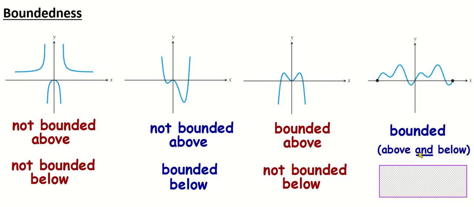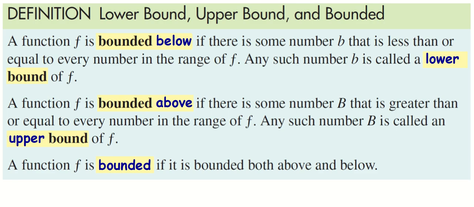And if it's bounded above and below, like this one, this is about as high as it goes, and this is about as low as it goes. If it's both above and below, then you just say it's bounded. And here's the worded definitions of all those things.